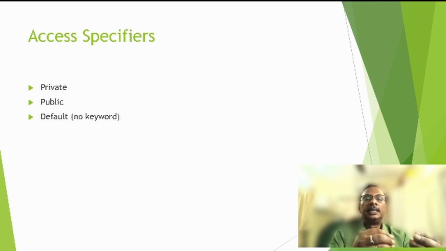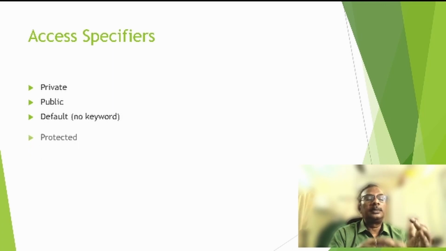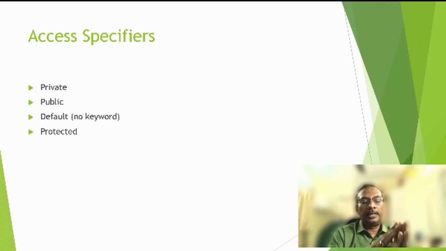So any class that is defined in the same folder can access the variable from this class. So that is package specific access. And there is one more. It is called protected. A protected is an access specifier that is used to restrict access to a family of classes.